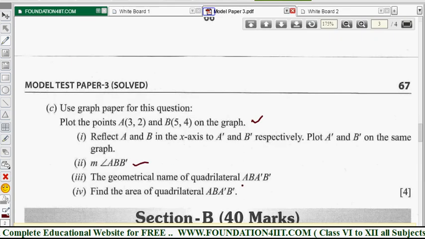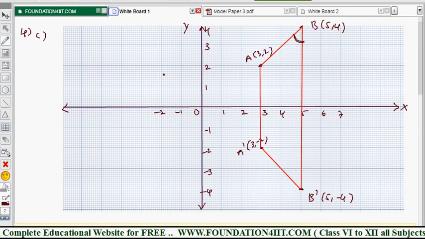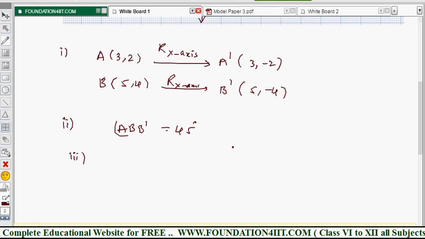Third, they are asking to name the figure. The geometrical name of the quadrilateral is a trapezium, right? Because two sides are parallel and the two non-parallel sides are equal, AB and A dash B dash are also the same. So these two sides are equal. Therefore it is an isosceles trapezium. So the quadrilateral ABB dash A dash is an isosceles trapezium. When the non-parallel sides are equal, it is an isosceles trapezium.